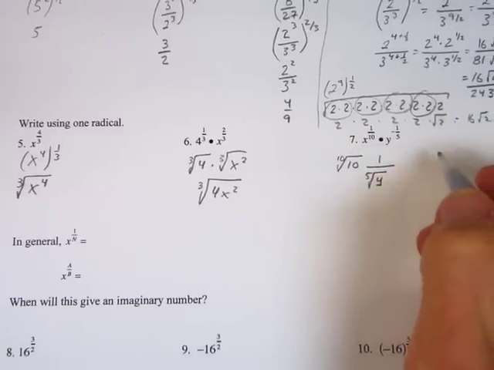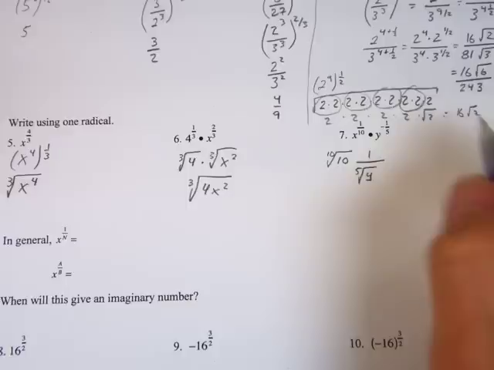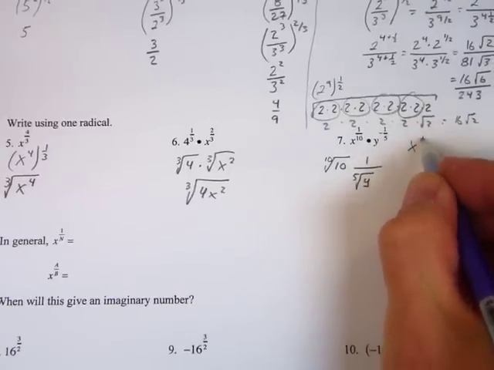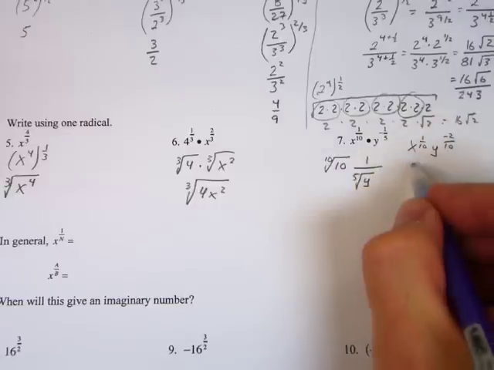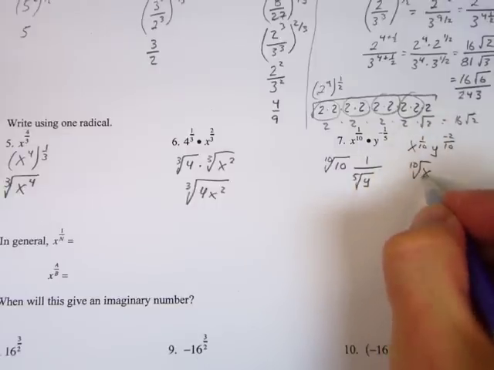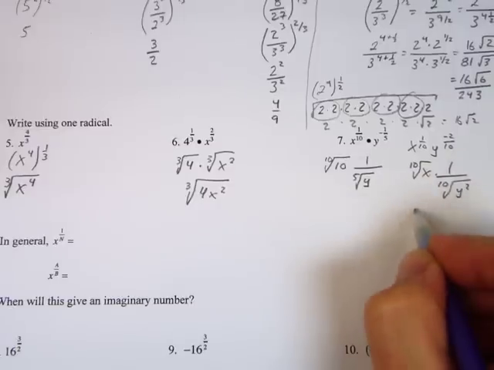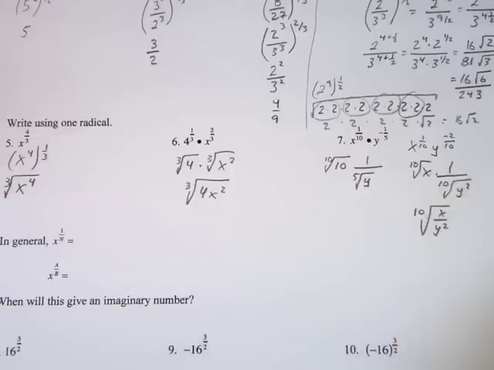What could I do? What determines what root it is? That's the denominator number. So I can rewrite this as x to the 1/10 times y to the what over 10? Be -2. So this would be the 10th root of x times 1 over the 10th root of y squared, and we'll be left with the 10th root of x over y squared.